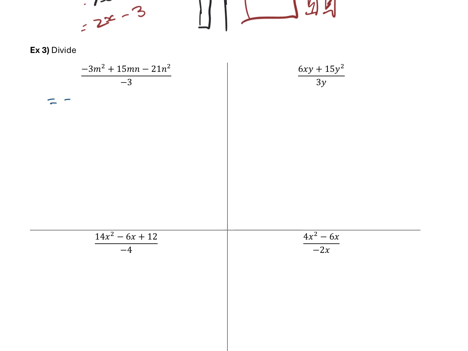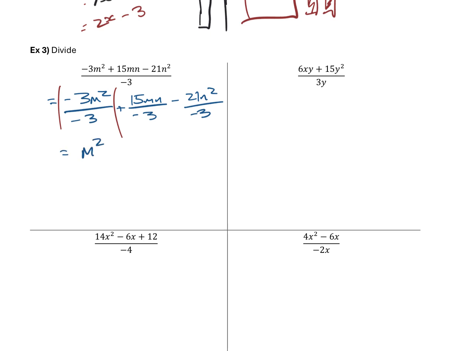So I'm going to write this out. Negative 3m squared divided by negative 3 plus 15mn divided by negative 3 minus 21n squared divided by negative 3. All right. So if I consider this term on its own, I have negative 3m squared divided by negative 3. Well, negative 3 divided by negative 3 gives me 1, so I'm left with just m squared.